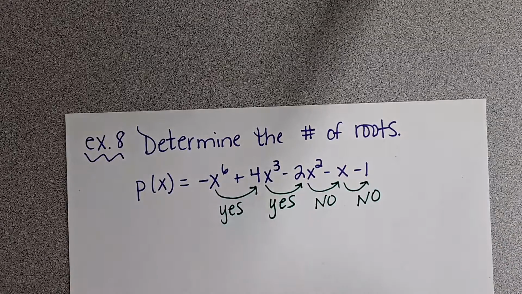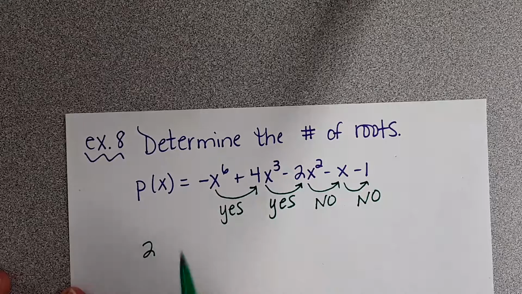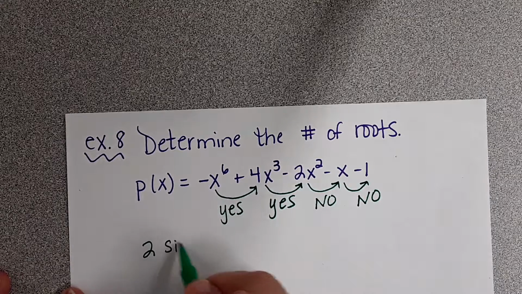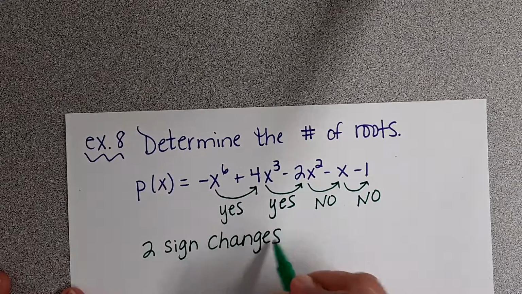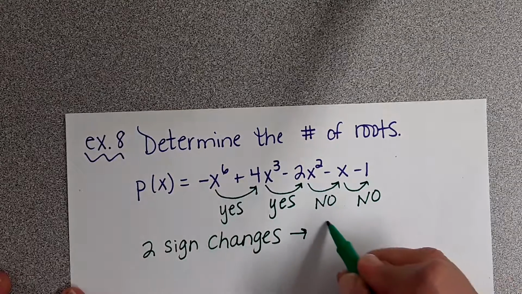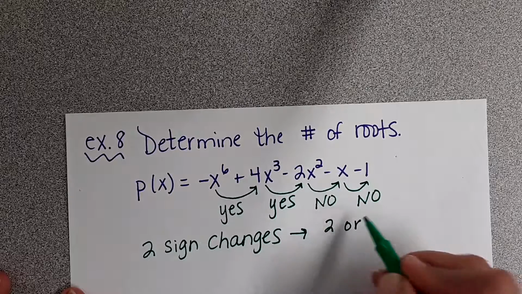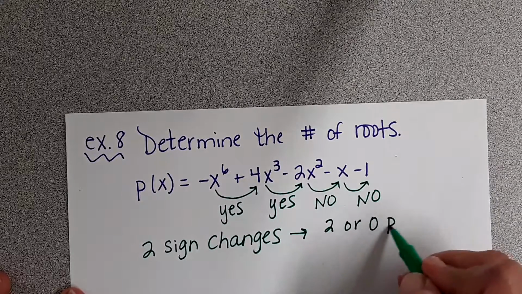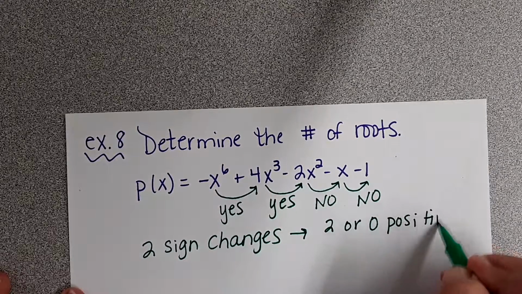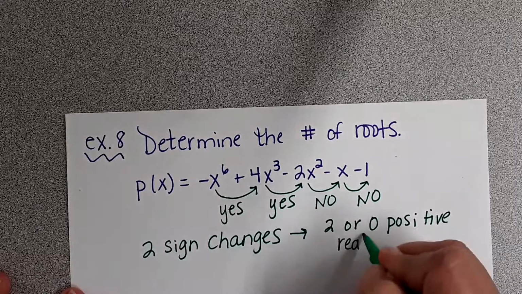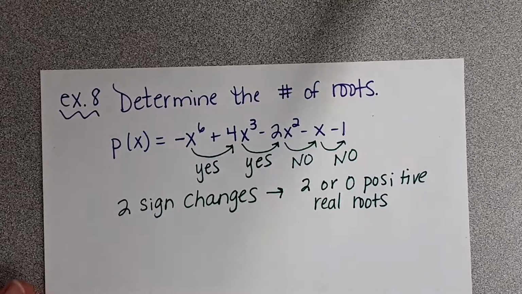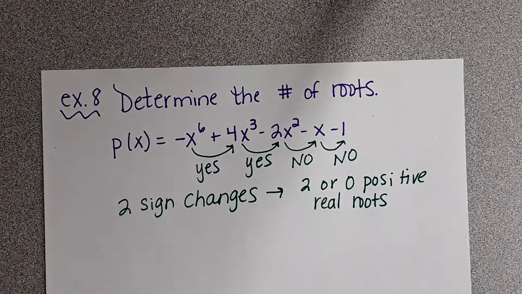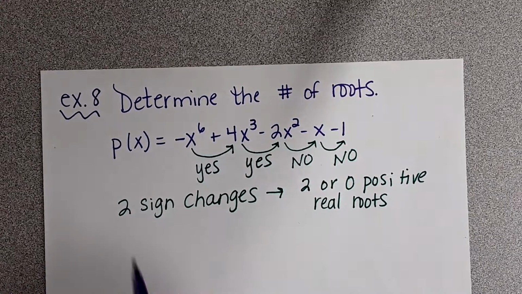So remember, the first time we do that, that tells us how many positive real roots we have. So we have 2 sign changes. That means we could have 2 or 0 positive real roots. Now we have to figure out how many negative roots we would have. In order to do that, we have to take the inverse.